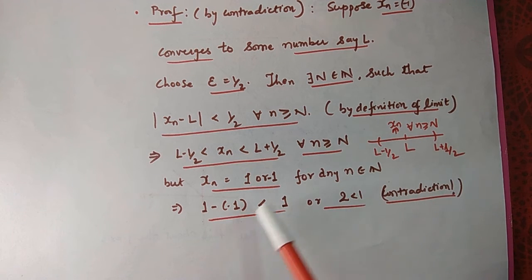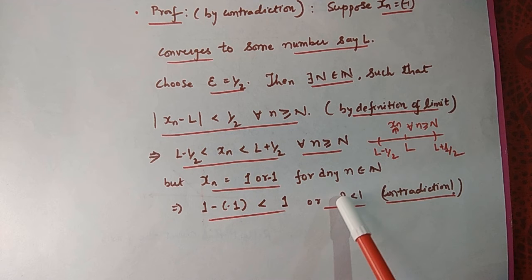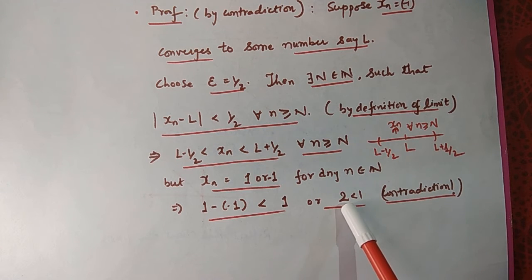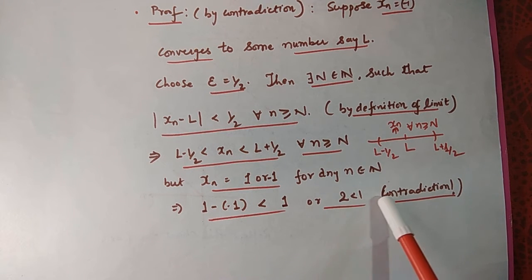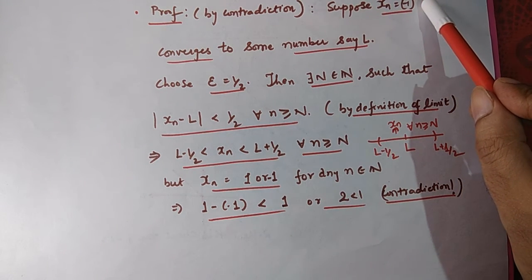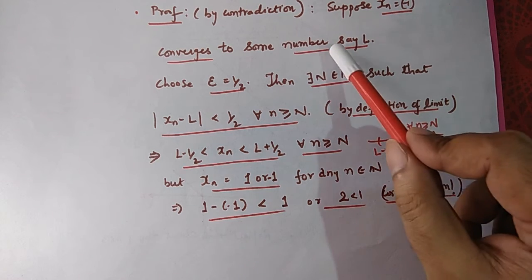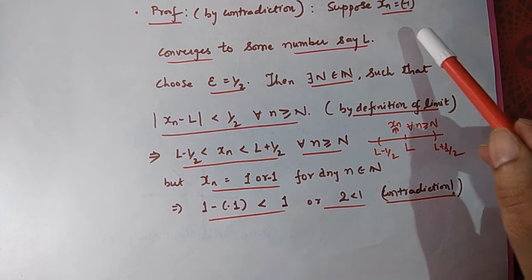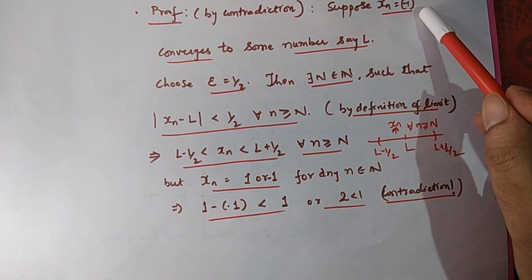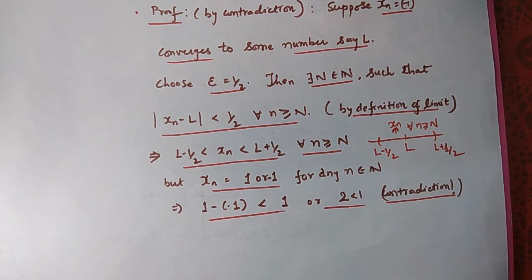which is 1. Now that is a contradiction because the distance between 1 and minus 1 is 2, whereas the length of this interval is 1. So that implies that 2 is less than 1, which is clearly a contradiction. Hence, our assumption that the sequence xn equal to minus 1 to the power n converges to some number L is false, and hence we can conclude that this sequence does not converge, or it diverges.